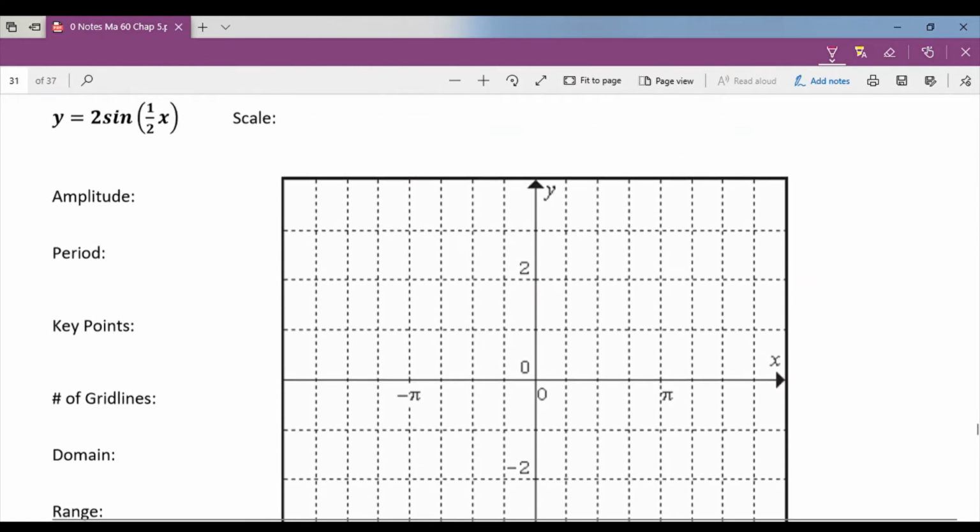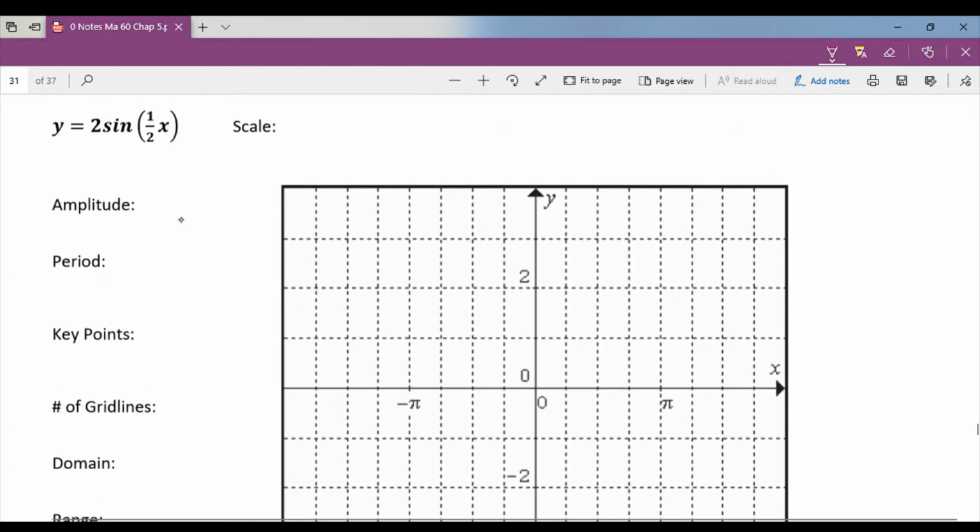We've got this one, y equals 2 sine 1/2 x. Looking at this graph, we've gone back to my scale of pi by 4. The nice thing is in your homework package, I've given you all the grids for graphing, so you don't have to come up with these scales, which will hopefully make your life a little bit easier. You'll just have to figure out what the scale I used is.